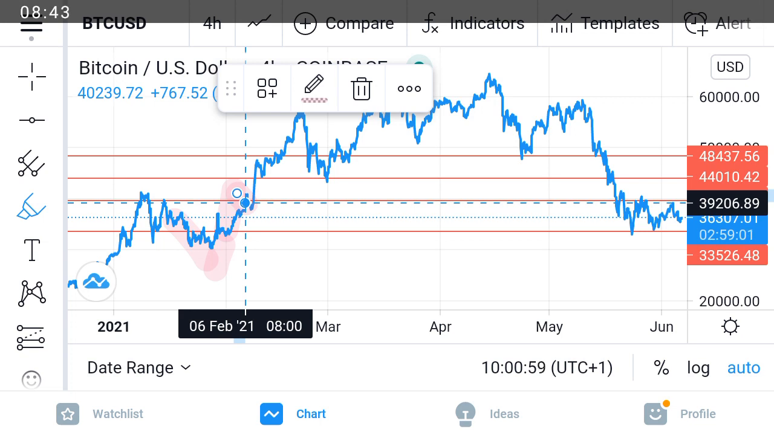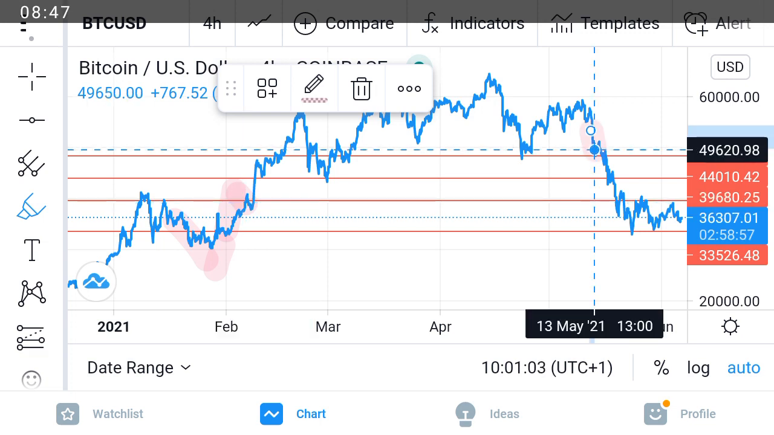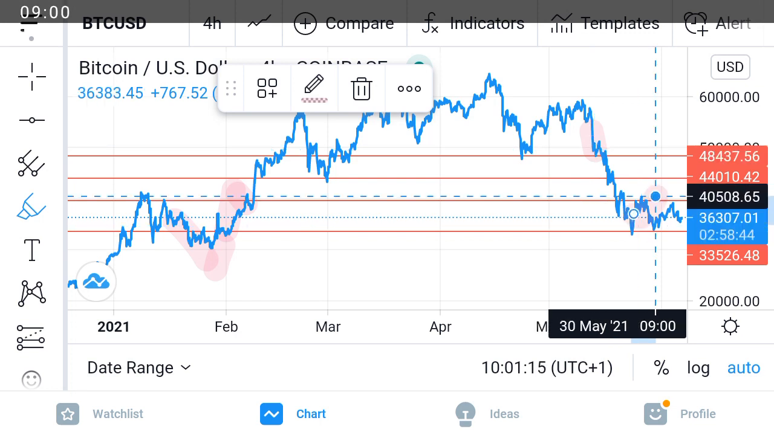All right, so this was support. When it broke, it turned to resistance. This was resistance also. When it broke, it resisted the price from going further up when the price went there. So you can see once support is broken, it turns to resistance, and when resistance is broken, it turns to support.